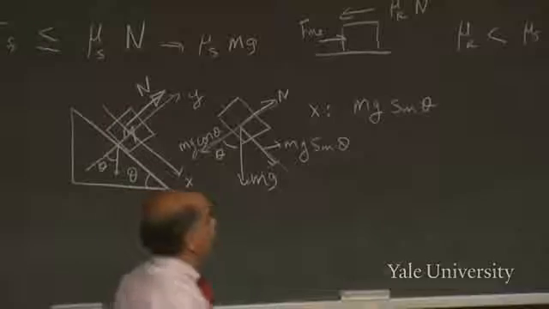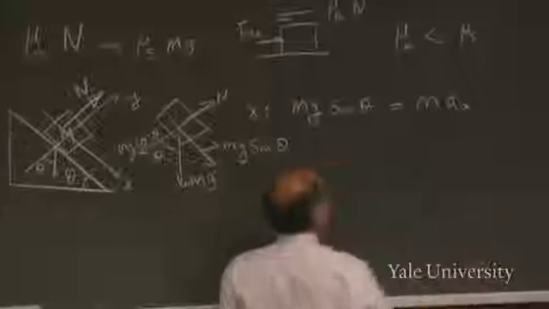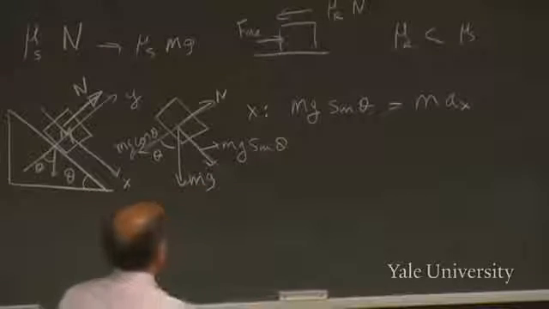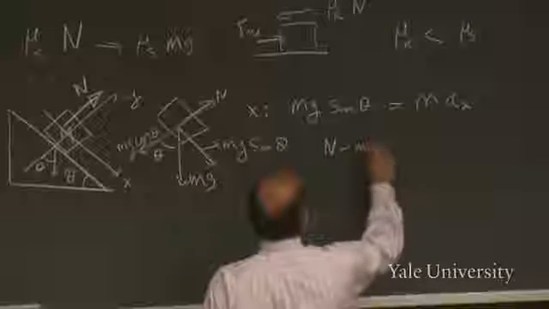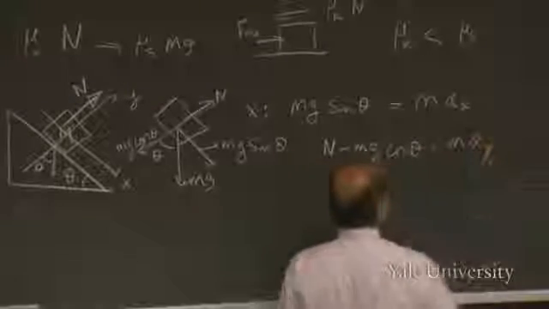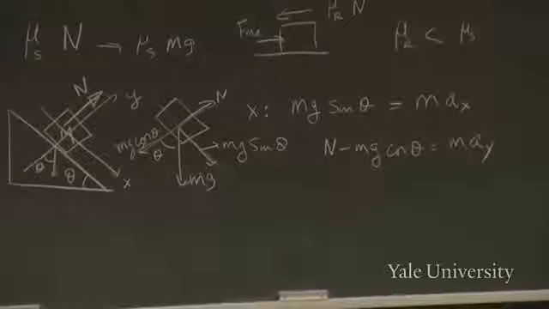There's nothing else. That's got to be equal to m times ax. Remember, ax is not horizontal. ax is along the incline, downhill. In the y direction, I write n minus mg cosine theta is m times ay. That's simply writing down Newton's laws as two laws, one along x and one along y, and putting in whatever we know. What happens next is up to what else we know.